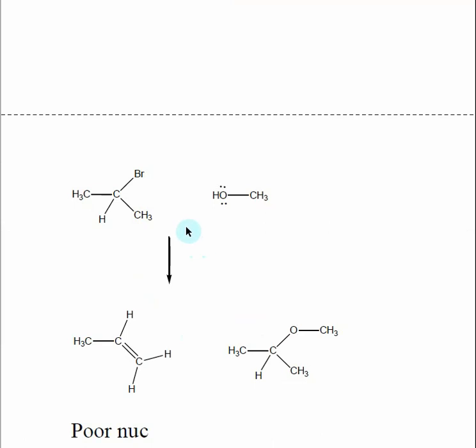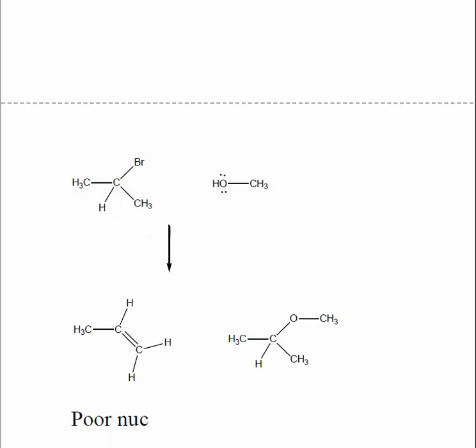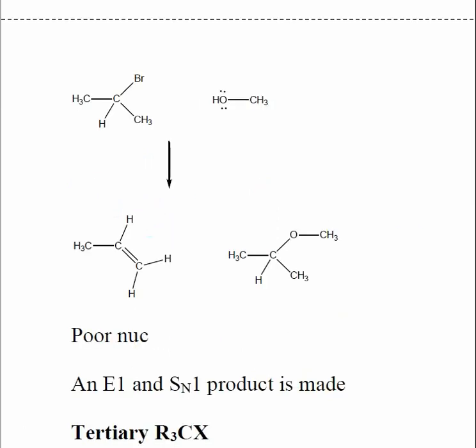And then likewise with the E1 version, we kick off the leaving group, an adjacent hydrogen, and then draw a double bond across there. This was because we're dealing with a secondary halogen, and the species it's reacting with is a poor nucleophile. It's also a weak base. We end up making the E1 and SN1 products together.